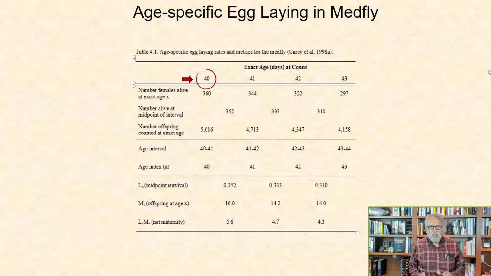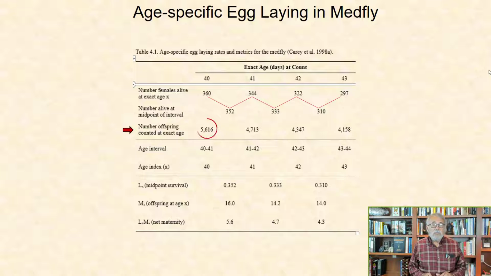In the top row, we have exact ages from 40 to 43 days for each column. The first row is the number of females alive at age X, from 360 out of 1,000 to 297 out of 1,000. The next row is the number alive at the midpoint interval at each of these ages. These range from 352 individuals alive between 40 and 41 to 310 alive between ages 42 and 43.